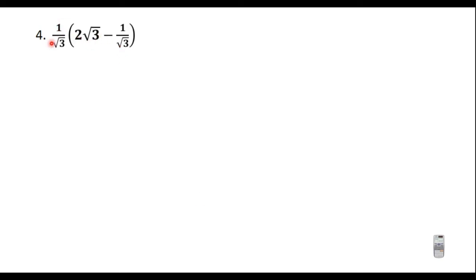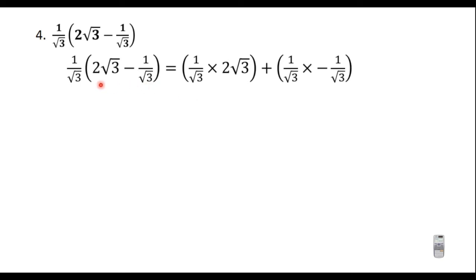We have 1 over square root of 3 into bracket 2 root 3 minus 1 over root 3. So once again, we open the bracket with this. So you multiply what is outside the bracket with what is inside the bracket. So we have 1 over 3 times 2 root 3 here, then plus 1 over 3 times minus 1 over root 3. Then you do the multiplication.